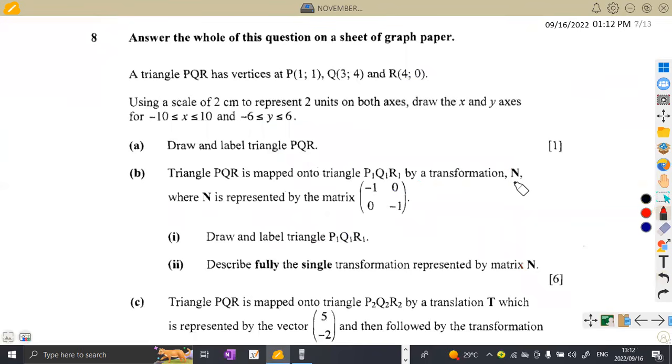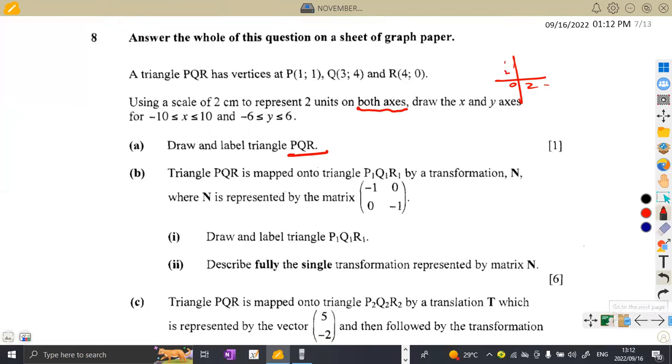Which is now question 8. Question 8 is on transformation. They want you to answer this question on a sheet of graph paper. A triangle PQR has vertices P (1, 1), Q (3, 4) and R (4, 0), using a scale of 2 centimeters to represent 2 units on both axes, which means on the x-axis you're going to use 2, 4, 6 on both axes. Draw and label triangle PQR.